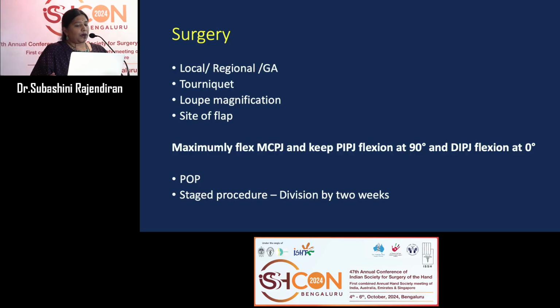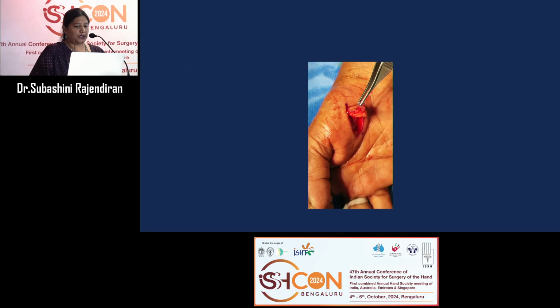The advice given by Adrian Flat is to flex the metacarpophalangeal joint maximally and to keep PIP joint flexion at 90 degrees, and DIP flexion should be maintained at 0 degrees. Post-operative protocol, whether a POP splint is needed or not, should be decided based on the patient. If the patient is not compliant, it is better to have a dorsal POP and start mobilizing within the POP. If the patient is compliant, it can be managed without POP but with strict hand elevation. And division is done at 2 weeks.